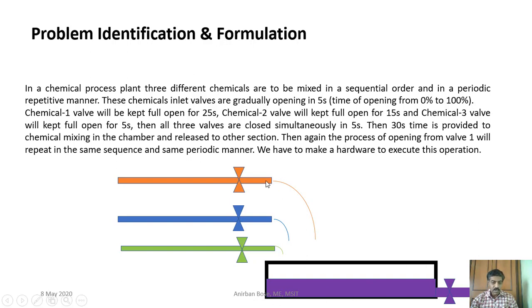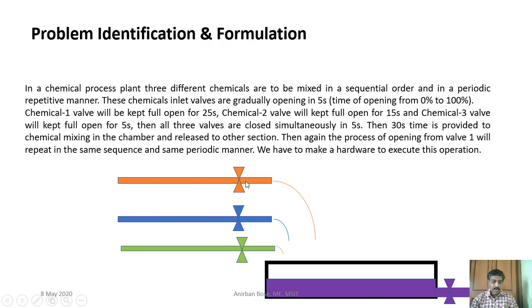Maybe if chemical 1 is coming for this many seconds and this one is coming for this many seconds, then a particular pH may be produced in the chemical, or a particular pressure may be generated, or a particular temperature may be generated. There may be different kinds of process variables which are of main interest. To maintain those process variables, we actually have to control this valve. Suppose based on certain calculations it has been decided that this has to be open for 25 seconds, this has to be open for 15 seconds, like that.